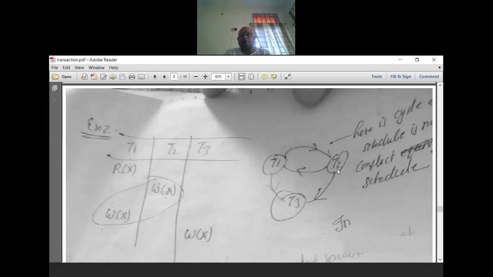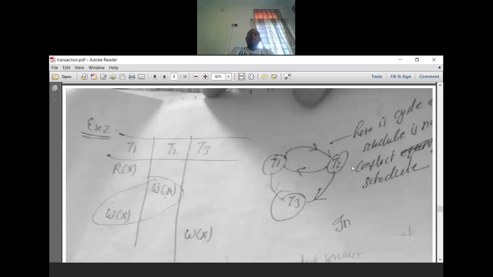So I have put one arrow from T2 to T1. And next I have checked from T2 to T3. This is the conflict, so I put this arrow over here. Similarly, from T3 to T1 there is no conflict. From T3 to T2 there is no conflict. Now I got this figure.